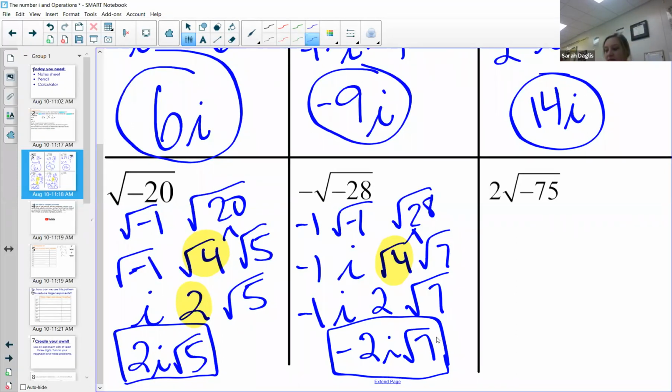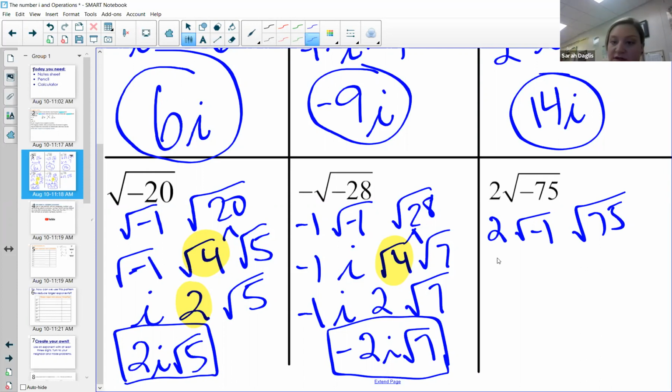One more of these. All right, so we already have a coefficient on the outside. It's a +2. It's going to stay there. I see a negative 75 inside, so we're going to break that apart. I'm going to take the negative away, give it its own radical of -1, and then I'm going to have 75 by itself.